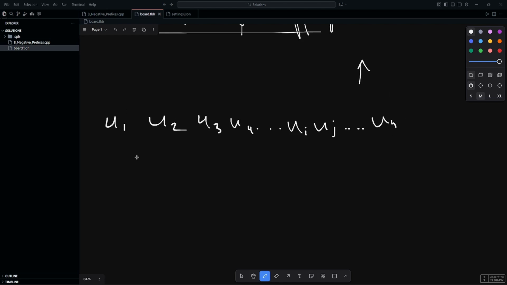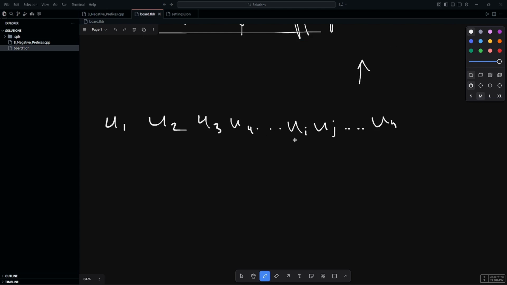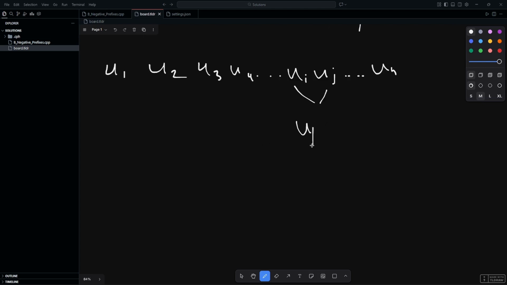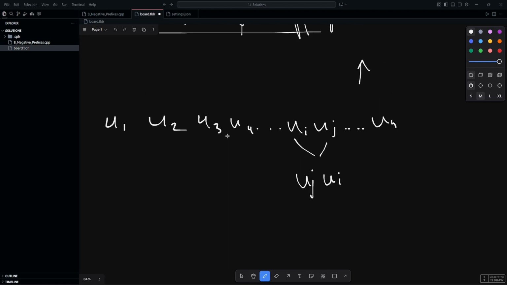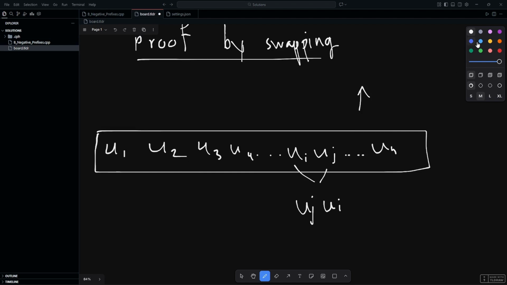So let's say you have this particular array, and now if you calculate the prefix sum for this, it would be u1, u1 plus u2, u1 plus u2 plus u3, u1 plus u2 plus u3 plus u4. And what is proof by swapping? You basically take two values, ui and uj, and just swap them. Whatever you're thinking, if this particular arrangement u1, u2, u3, u4, ui, uj, so until un is the optimal solution, what does it mean?